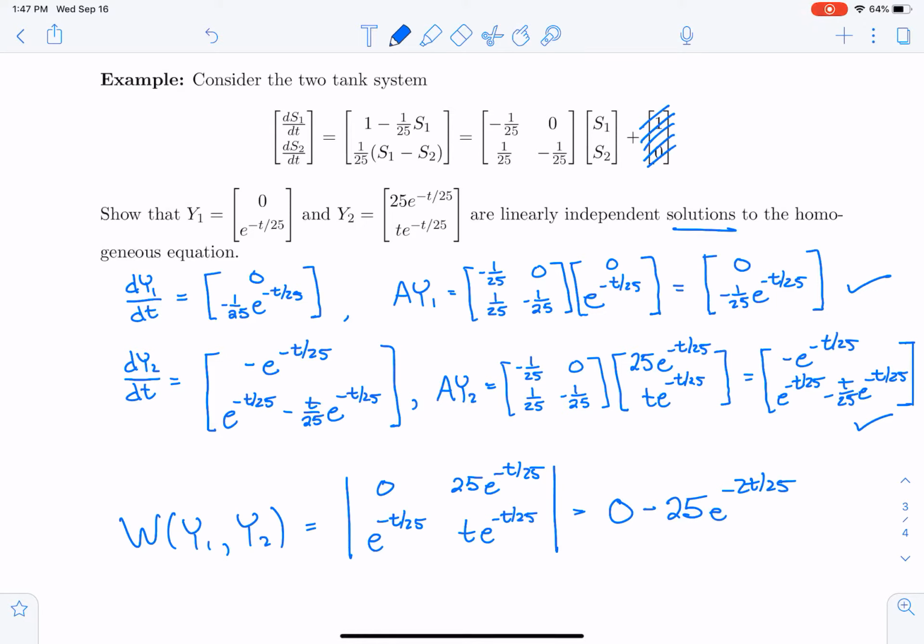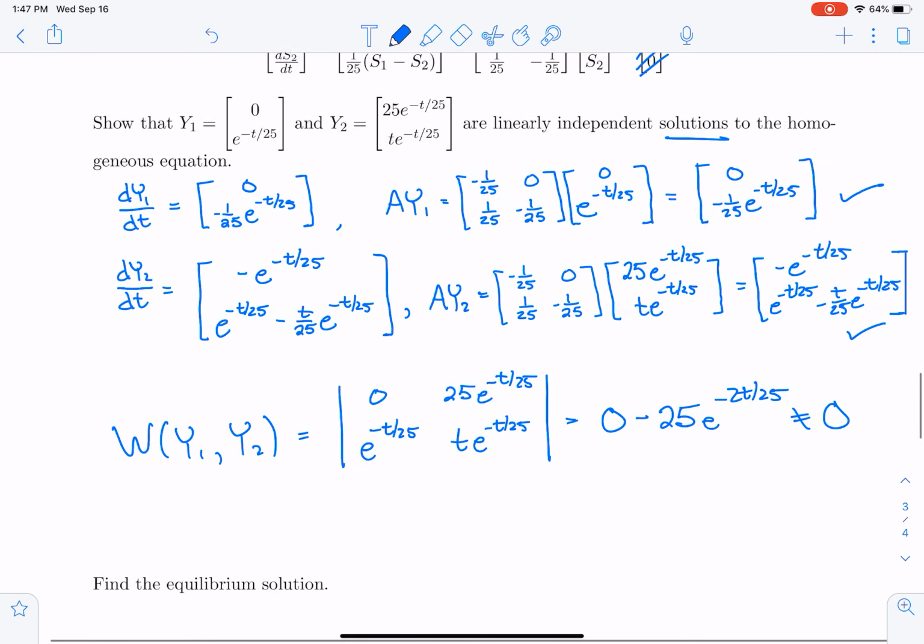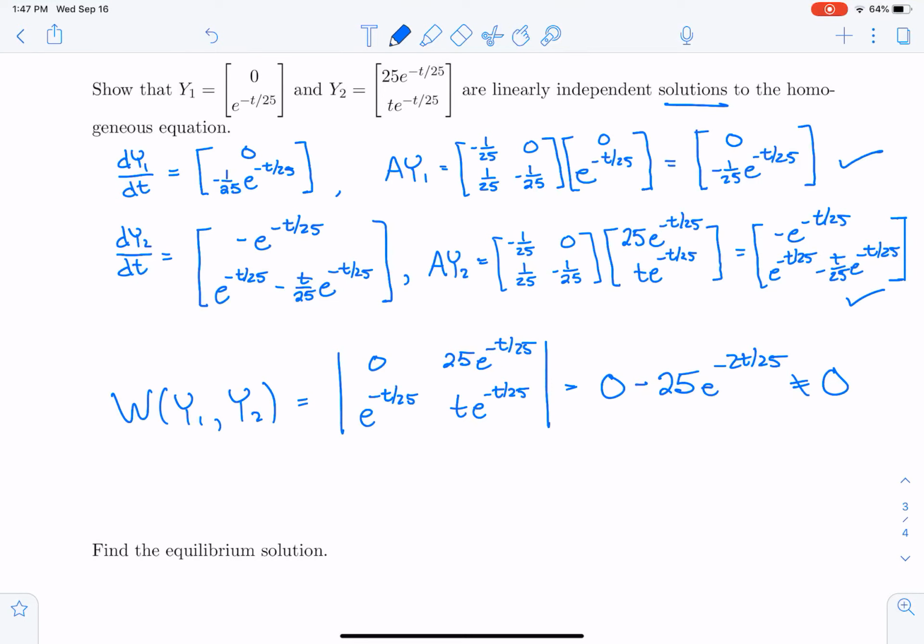And you'll see that that is never 0 because that exponential is actually never 0. Now, it didn't need to be never 0. It just needed to not be 0 for one point, one time. But indeed, it's never 0. So the Wronskian is never 0. And so that tells me that y1 and y2 are, in fact, linearly independent.